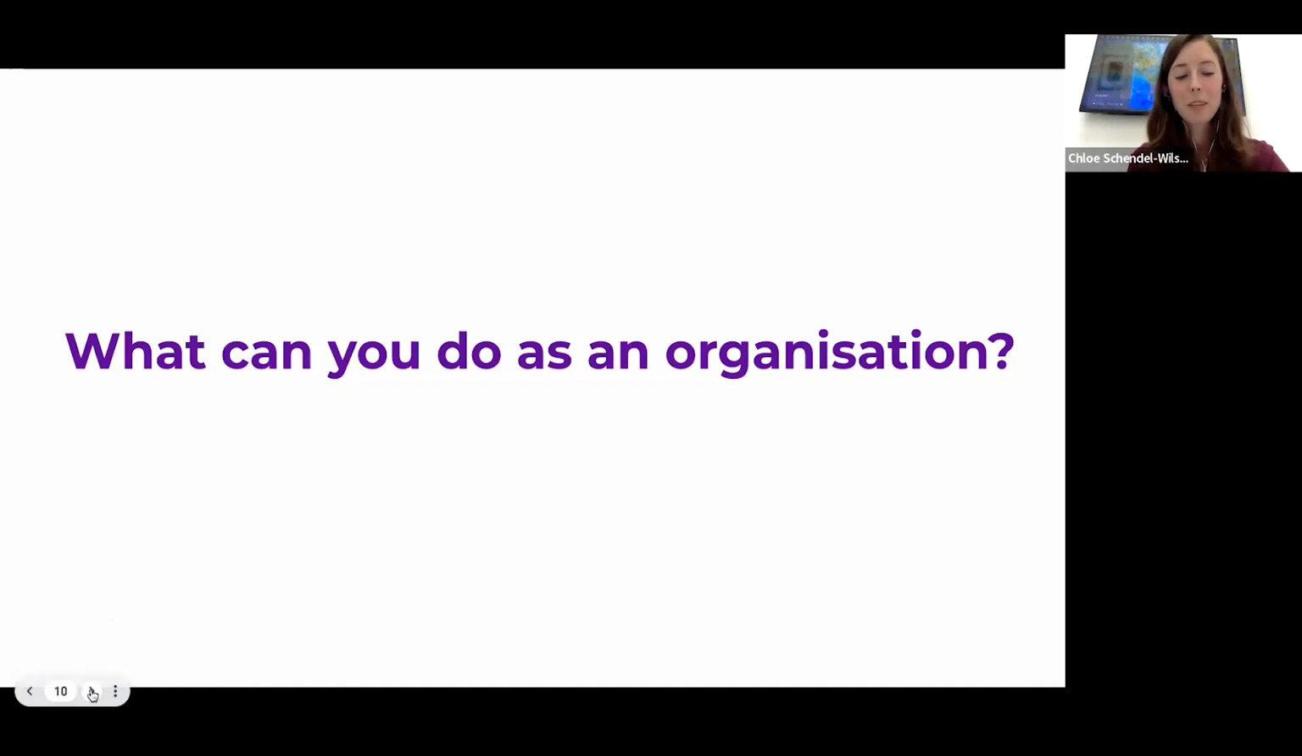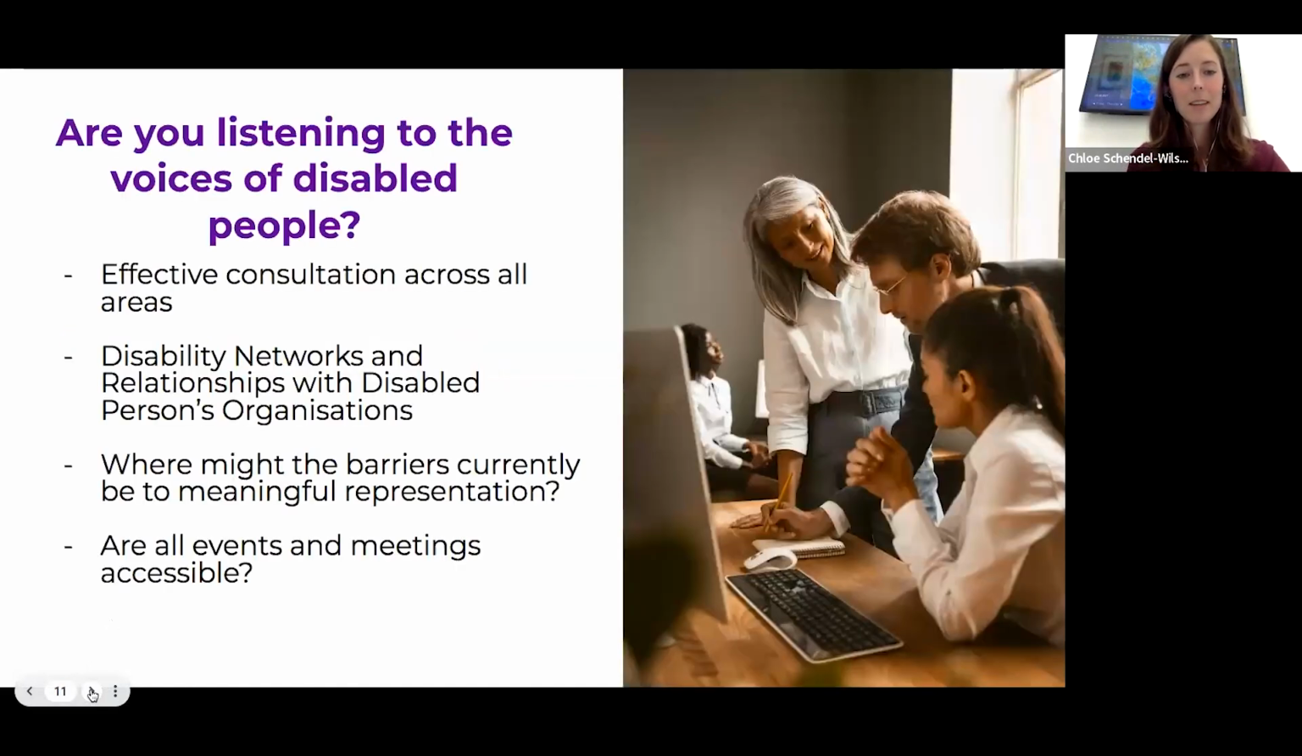So just a couple of key ideas is, one, obviously making sure that you're listening to the voices of disabled people across all consultation that you're doing, that people have a seat at the table, whether that's through relevant staff networks or whether that's through your relationships as democratic organisations with disability networks and disabled people's organisations.